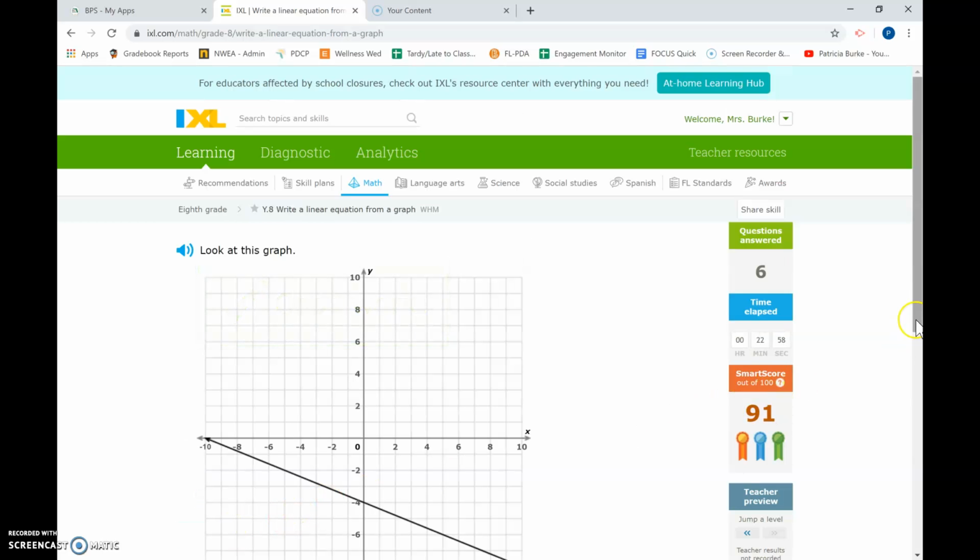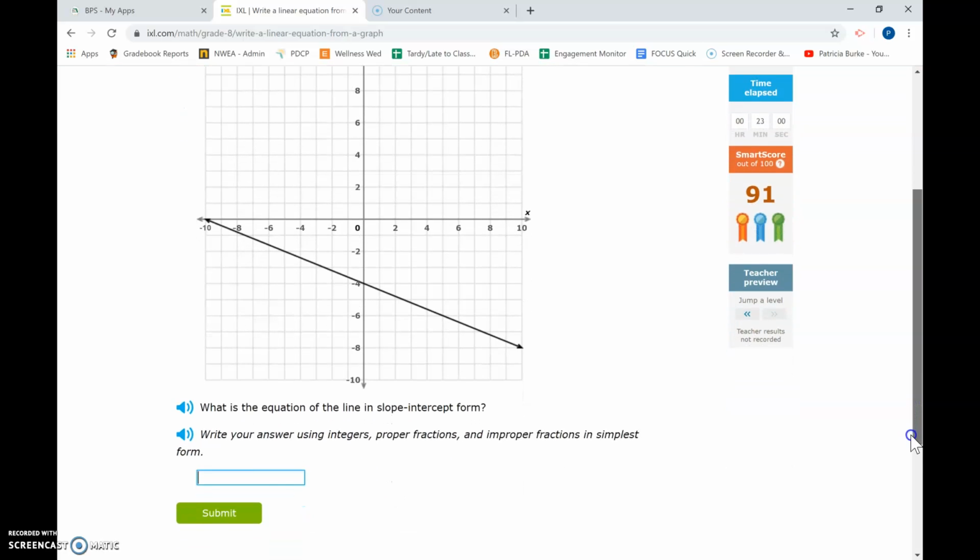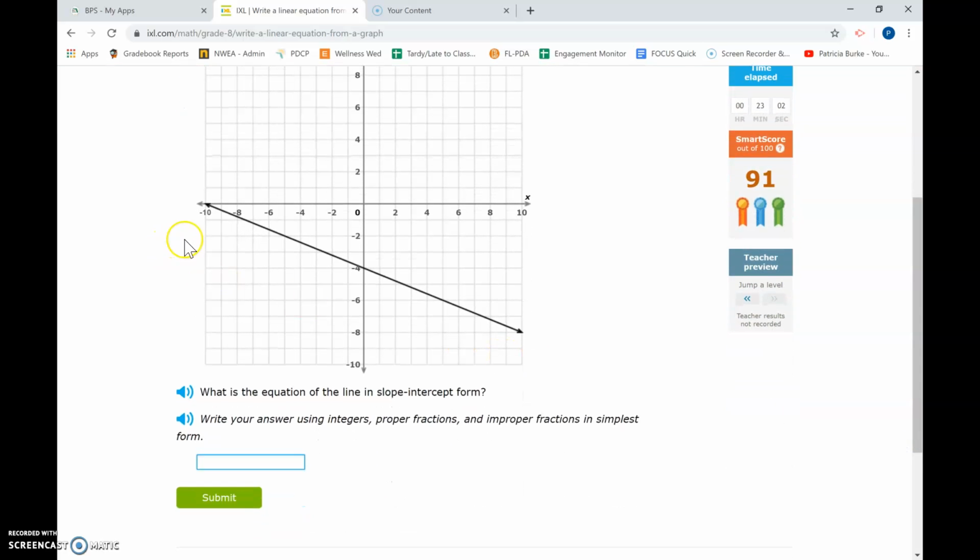Ooh, there's a good one. It slopes the other way. Check that out. That's a little different. So we have been having positive slopes that, as they go right, the line goes up. But for this one, as it goes right, the line goes down. So let's check this one out.